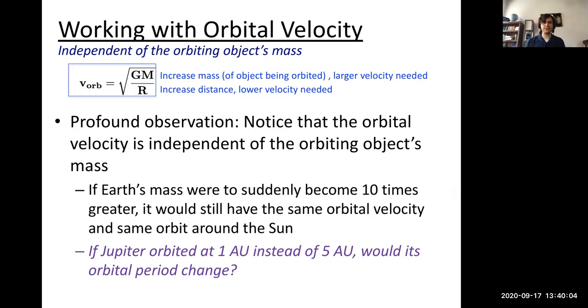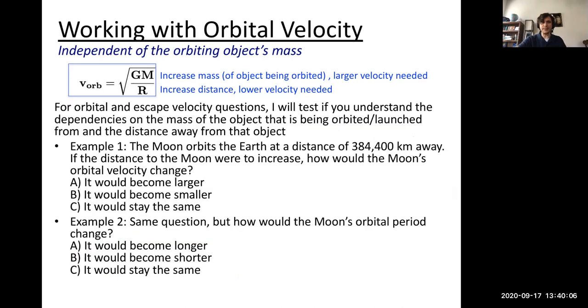So, orbital velocity. Let me give you some examples of how you might want to work with this, how you might see questions on an exam. So let's consider the moon orbits the Earth at a distance of 384,400 kilometers away. If the distance to the moon were to increase, how would the moon's orbital velocity change?